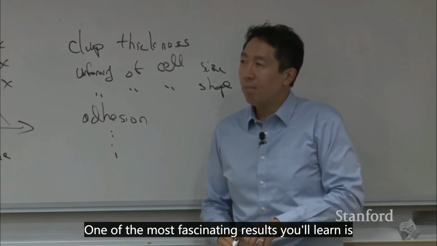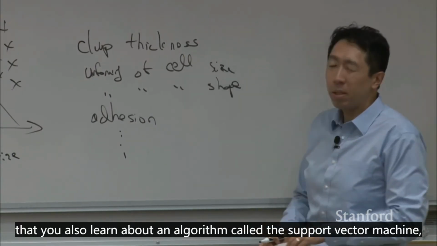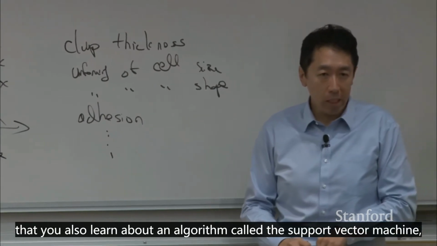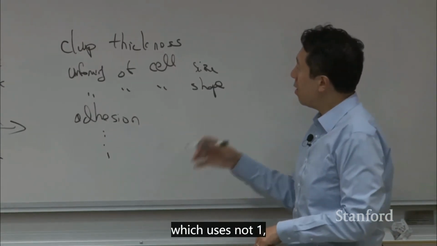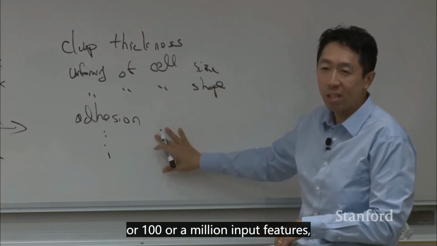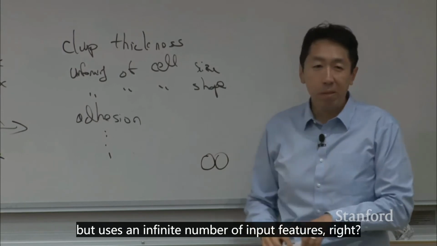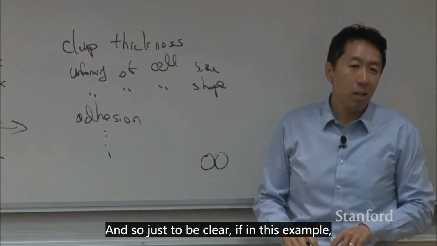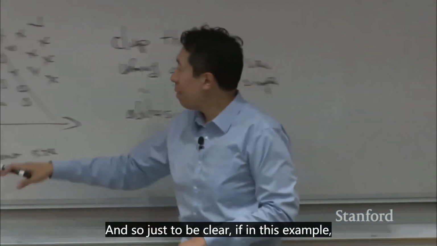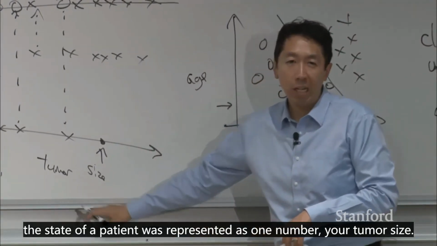One of the most fascinating results you'll learn is an algorithm called the support vector machine, which uses not 1 or 2 or 3 or 10 or 100 or 1,000,000 input features, but an infinite number of input features. And just to be clear, in this example, the state of a patient is represented as one number, tumor size.